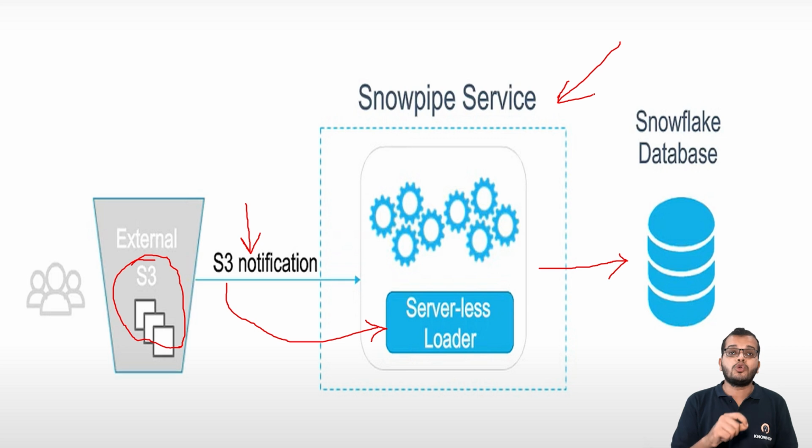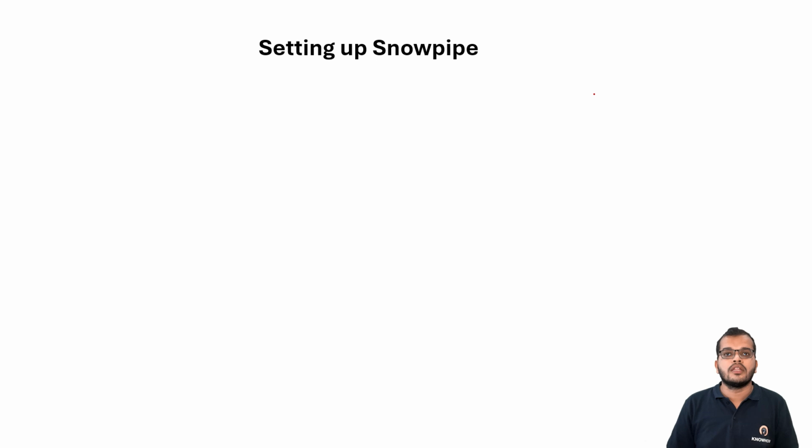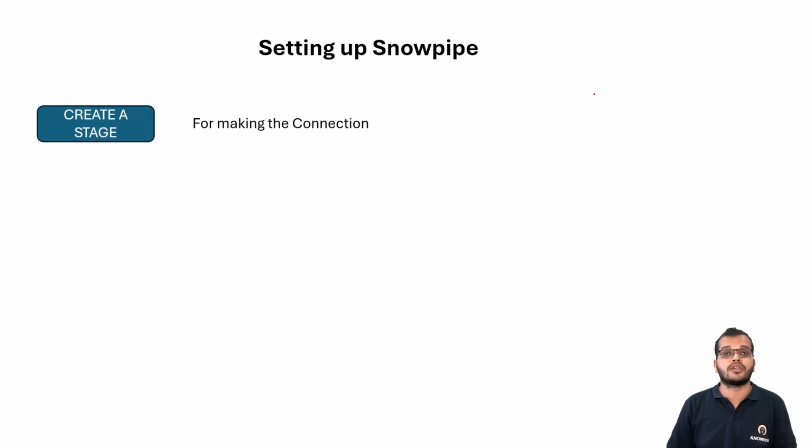Now let's see how to set up this particular Snowpipe. In order to set it up, the first thing we have to do is create a stage. Just as we create a table, we are going to create or replace a stage with a stage name in the particular database we are working on. It's very easy. Why do we create a stage? To make a connection between our S3 bucket, our storage or cloud provider, and our Snowflake. So for making the connection between these two, we have to create a stage.